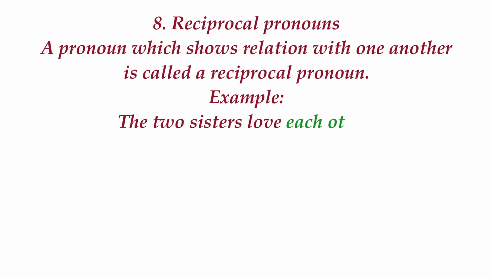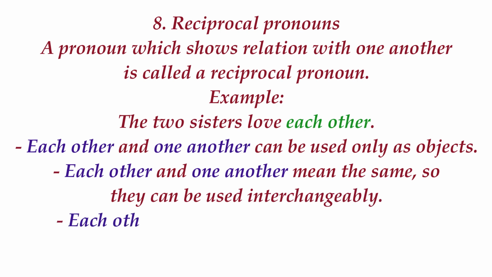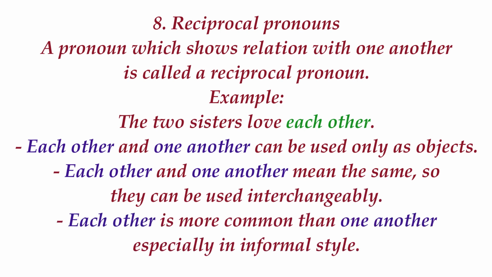Next is reciprocal pronouns. A pronoun which shows relation with one another is called a reciprocal pronoun. Two sisters love each other. So you're showing a relation with one another. Now, each other and one another can be used only as objects as in the above sentence. Each other and one another mean the same, so they can be used interchangeably. For example, Amit, Punit, Sumit meet one another every Sunday. Or you can say meet each other every Sunday. It's the same. And each other is more common than one another, especially in informal style.